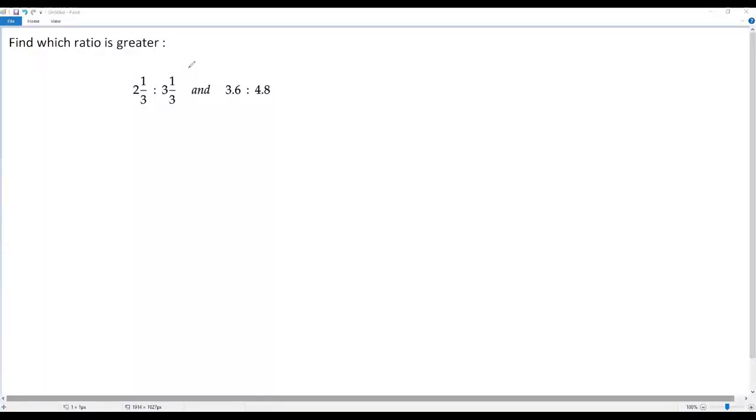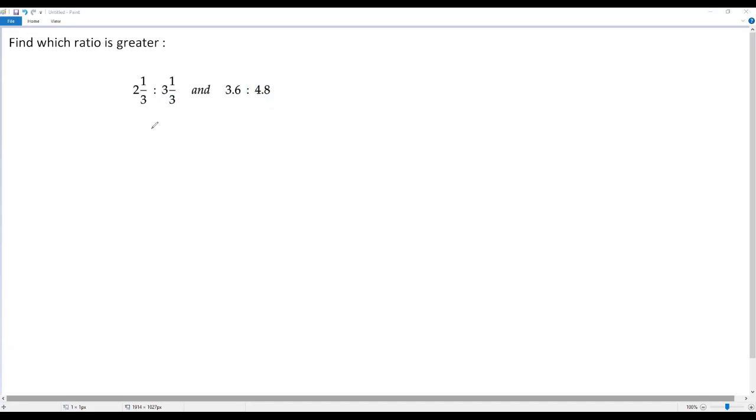Here we have a problem on ratio. That is, we have two ratios over here, and we have to find the one which is greater. Whenever I want to compare two ratios and find which one is greater, I have to write both the ratios as like fractions. When I look at the first ratio, both the terms are mixed numbers. In the second ratio, both the terms are decimals.